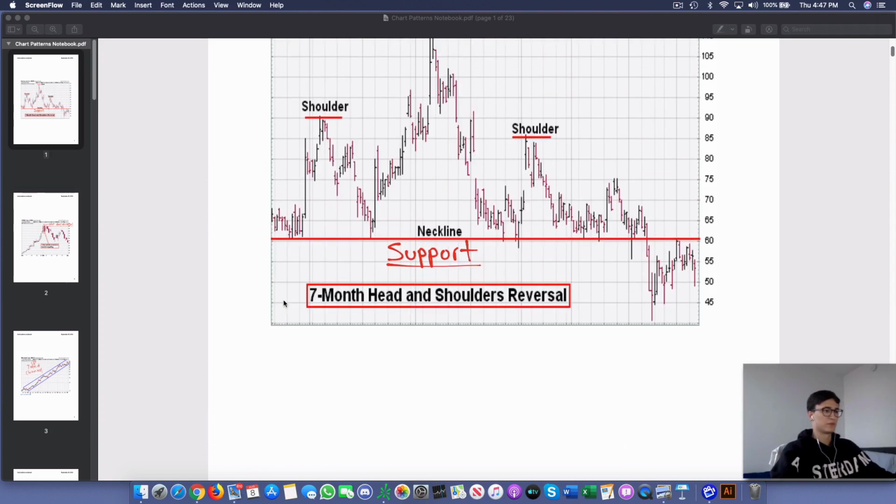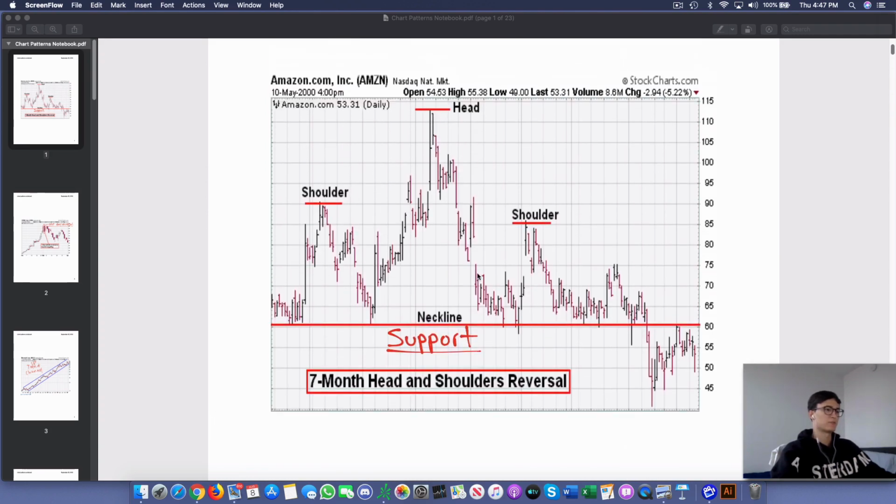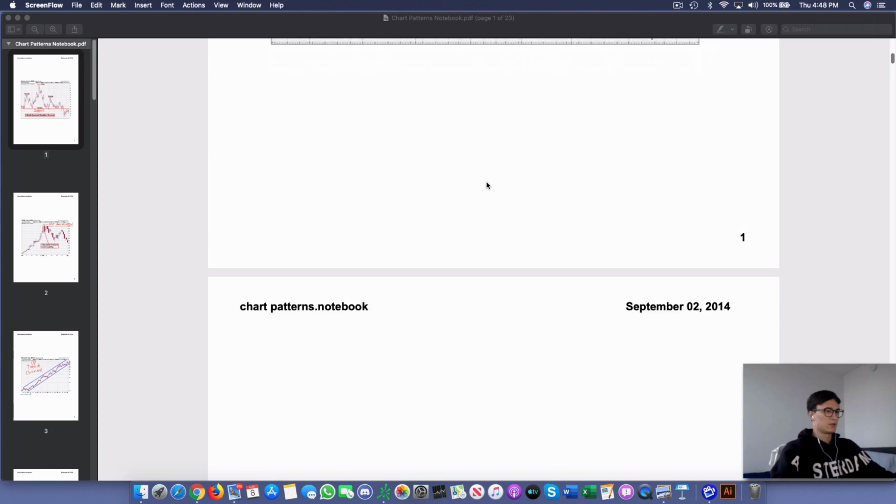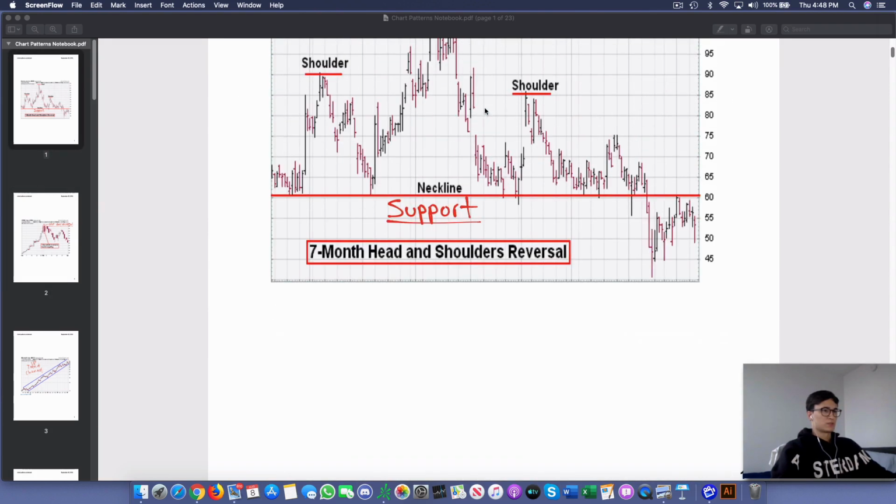This is in 7 months, as you can see, so it takes some time to form. It depends, because we're looking here at a 1 year daily chart. So yeah, within 7 months.